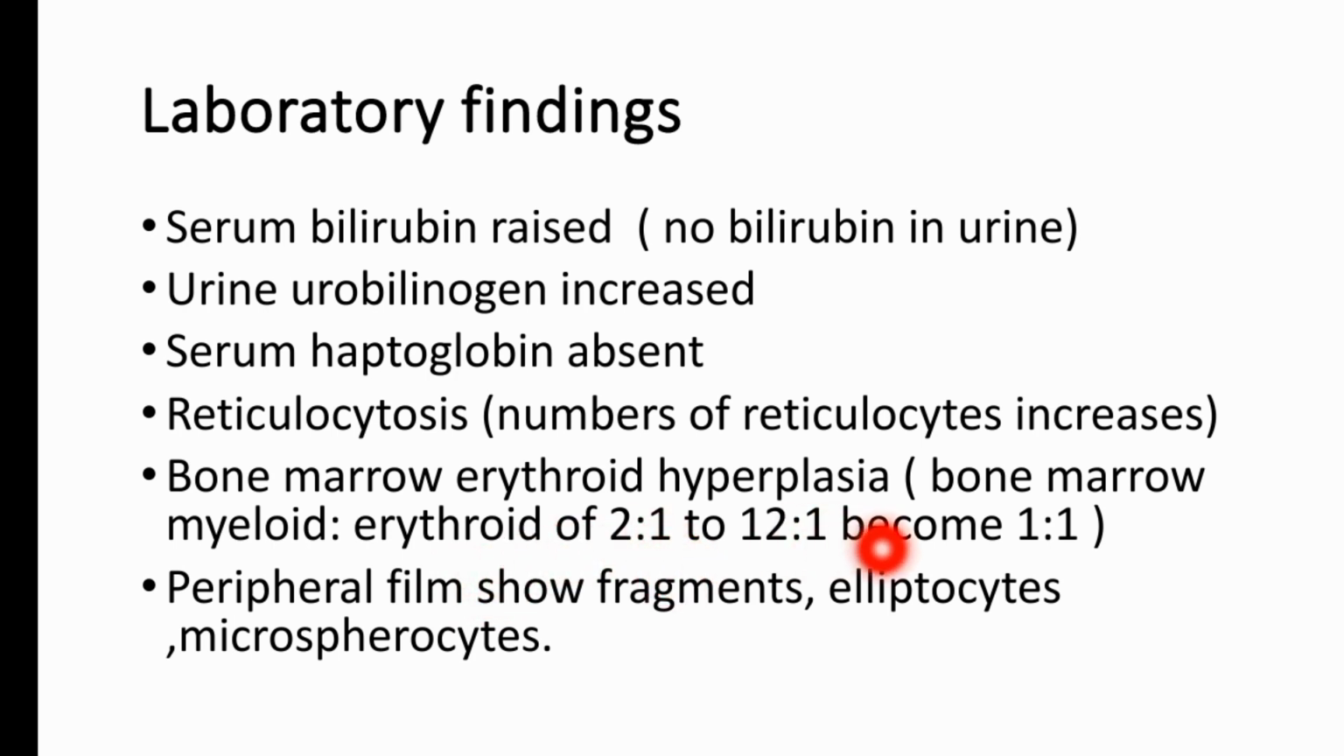And the periphery will also show the fragments of red blood cells, elliptocytes, which means that the red blood cell will show the elliptical shape, and the microspherocytes.